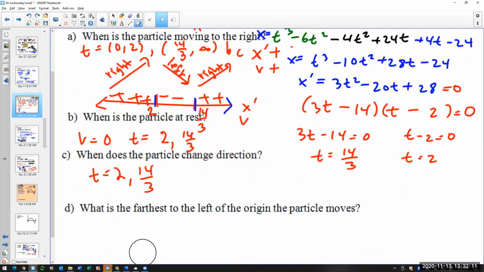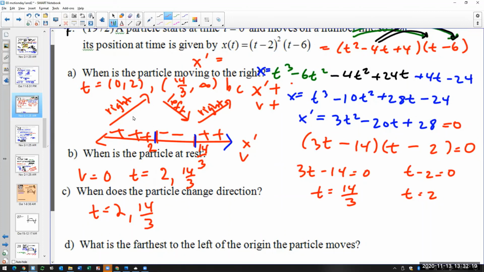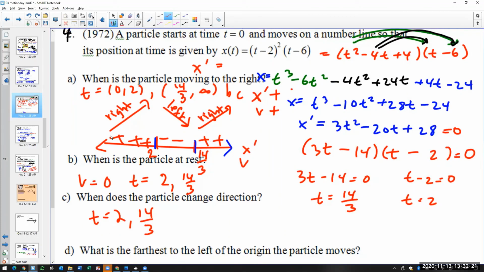Next question. What is the furthest to the left of the origin that the particle moves? Okay, so think about this picture here. When would furthest to the left happen on this picture? Would it happen at one of these top points, or at one of these bottom points? Bottom, okay, so let me just circle it. It's going to happen either here, or here. So it's either going to happen at 14/3, or, guess what point this is, 0, because somewhere up here it says start at t equals 0.